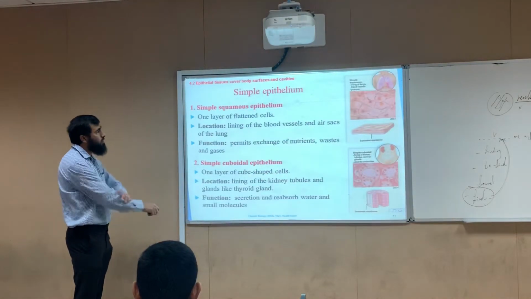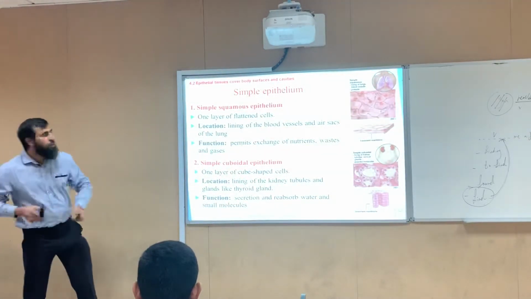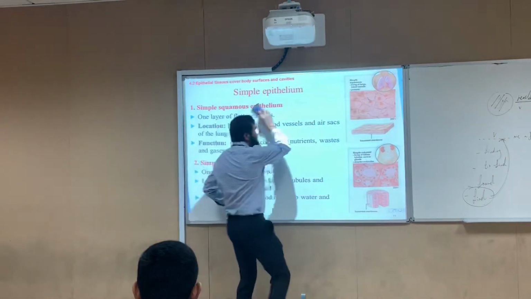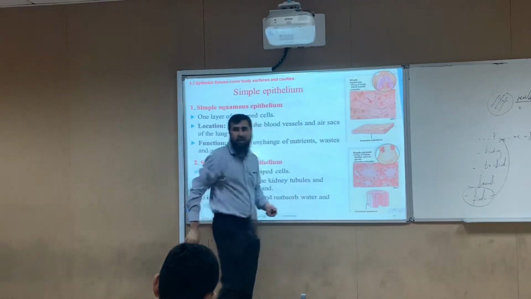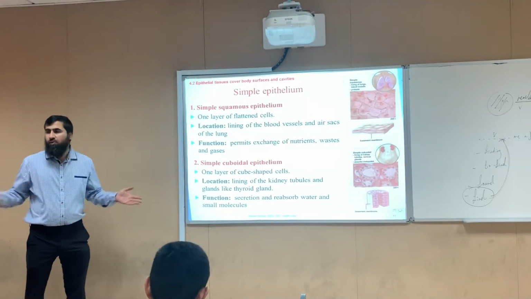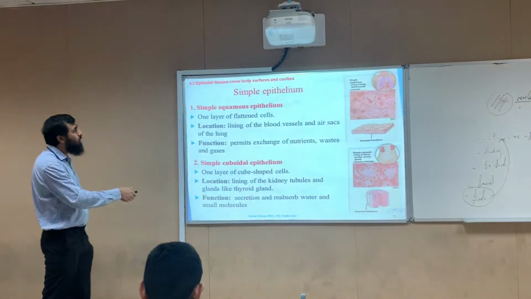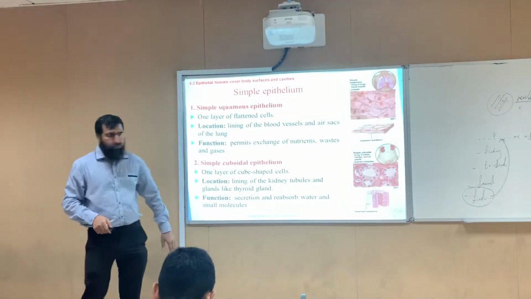All right, so let's start with the different types. So the first type we talk about is the simple epithelia. So simple, they all have how many layers? One. One layer. So simple squamous means that it is one layer of flat cells, okay?